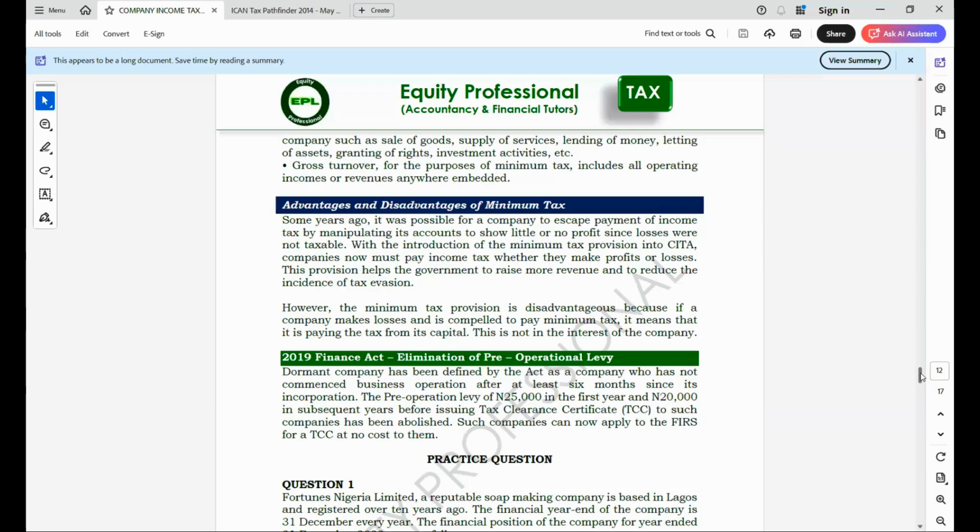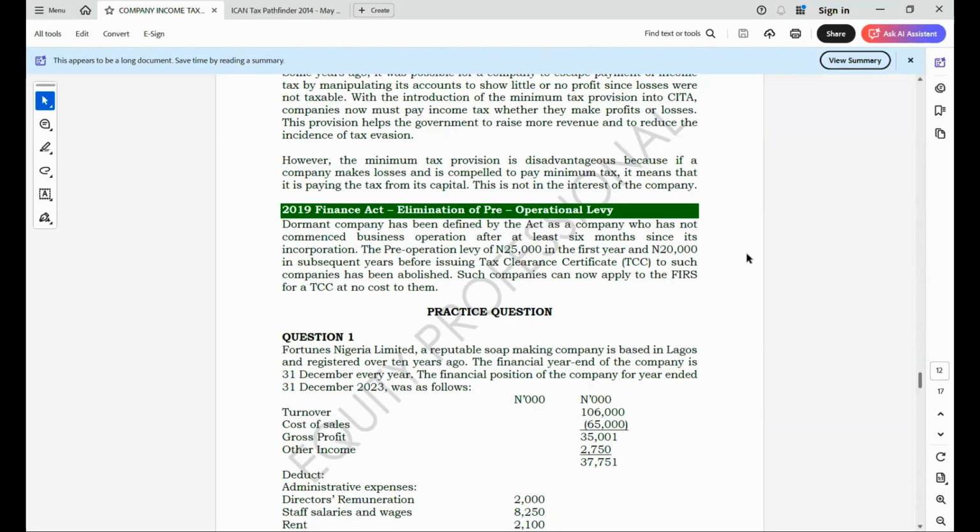So those are the requirements that we are expected to know as far as the company income tax is concerned. So any question? So we are going to go to some questions on the application of company income tax. We are looking at the first question, which is practice question number 1.